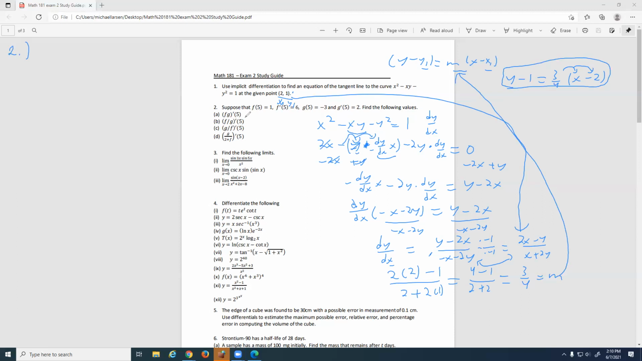So number 2 says, suppose f of 5 is 1, f prime of 5 is 6, g of 5 is -3, and g prime of 5 is 2. We're going to find the following values. So A, it wants us to find f times g, derivative, evaluated at 5.